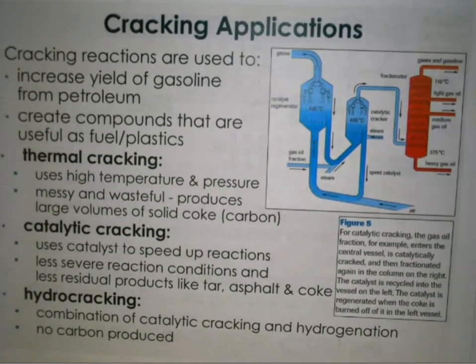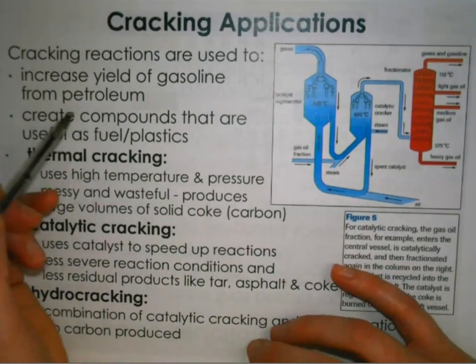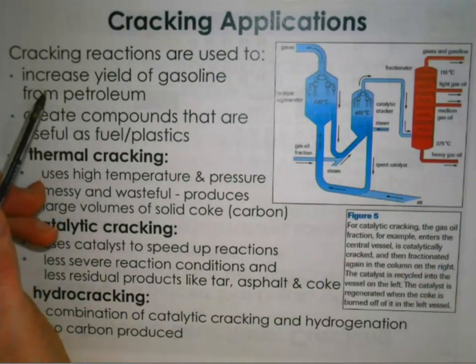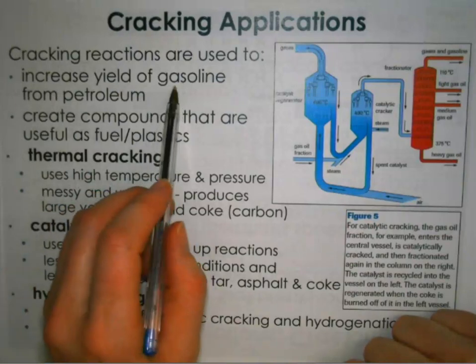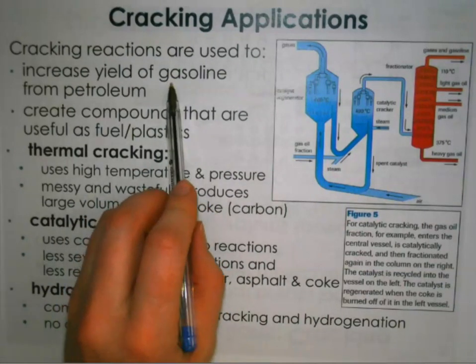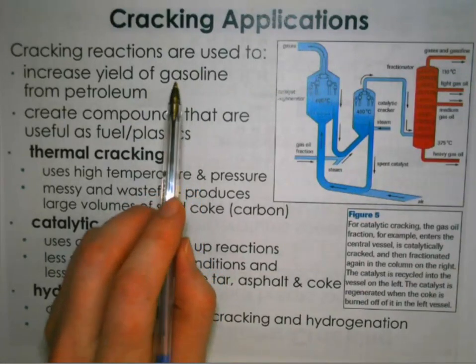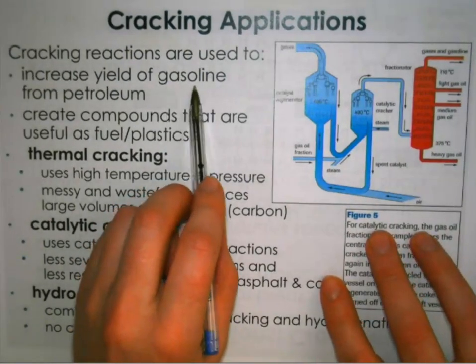So, more in detail on the applications of this, cracking reactions are used to increase the yield of gasoline from petroleum. So remember that when petroleum is extracted from the earth, we want to extract different compounds from there that are useful for us. So cracking reactions can be used to increase gasoline, which is smaller molecules, usually like isooctane, an example, so kind of like 8-carbon. There's also butane, and 3-ethyl toluene is another common compound in gasoline, which is like a benzene ring with an ethyl and a methyl group.